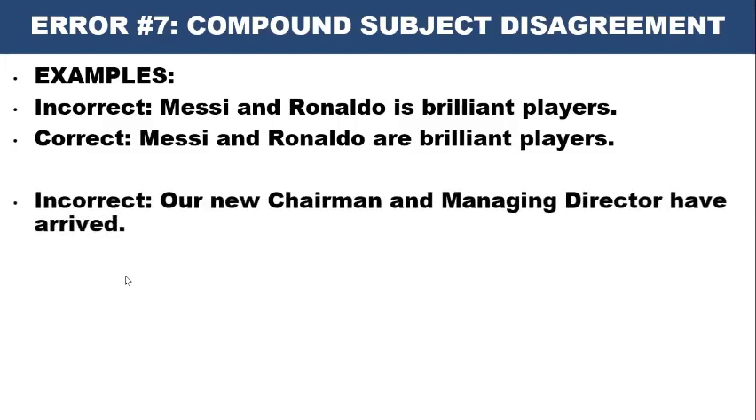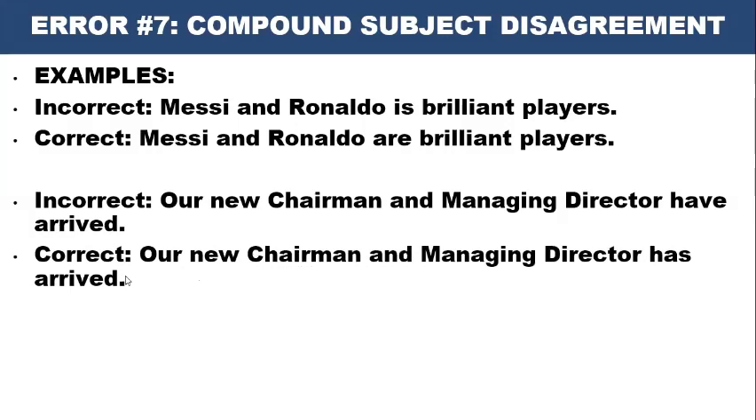Now the next example, our new chairman and managing director have arrived. So here you have an exception, okay? Because when both subjects are the same person or thing, then of course you look at that subject as singular. Because here our new chairman is also our managing director, and so the plural verb here should not apply.